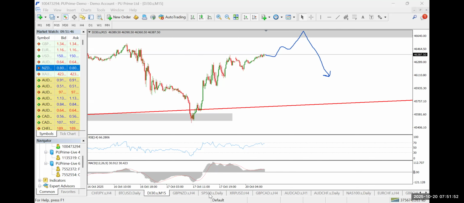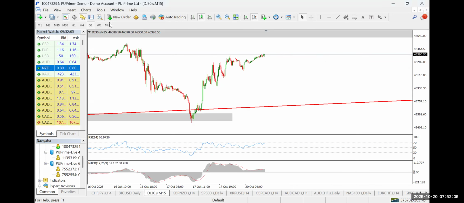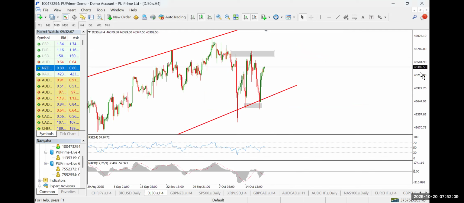Now for the S&P 500. Thank you very much, sir. You're welcome. But sir, is the short-term sell going to come before the bullish move? Yes, most likely, because see, this is it on the 4 hour.